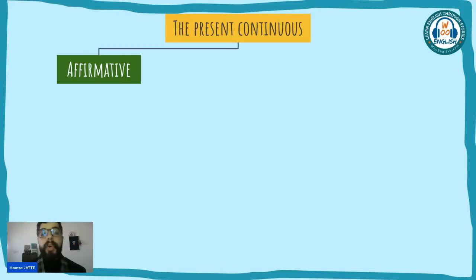Okay. So now for the present continuous. What is the format of the present continuous? So for the present simple, it's he, she, it. We add an S. Very simple.